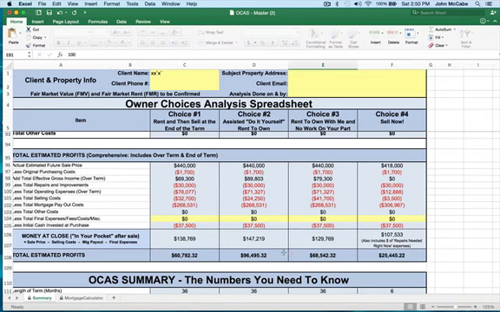So typically the spread here, you know, it's usually under $30,000 between these two here. You'd like to keep it under $30,000.